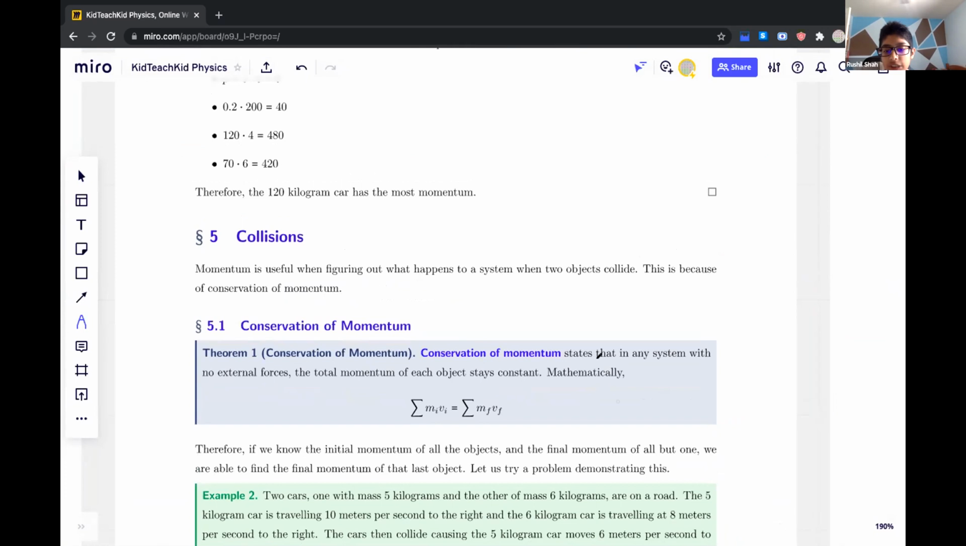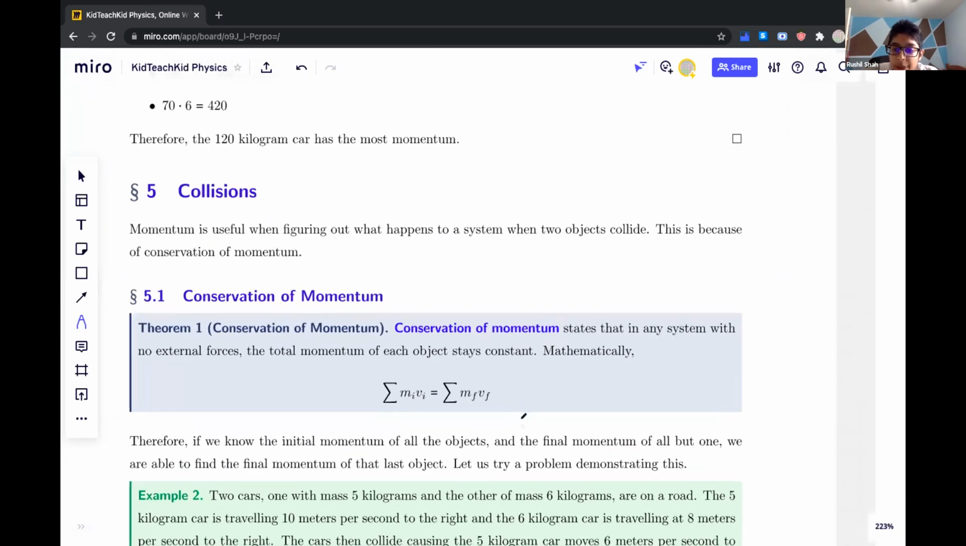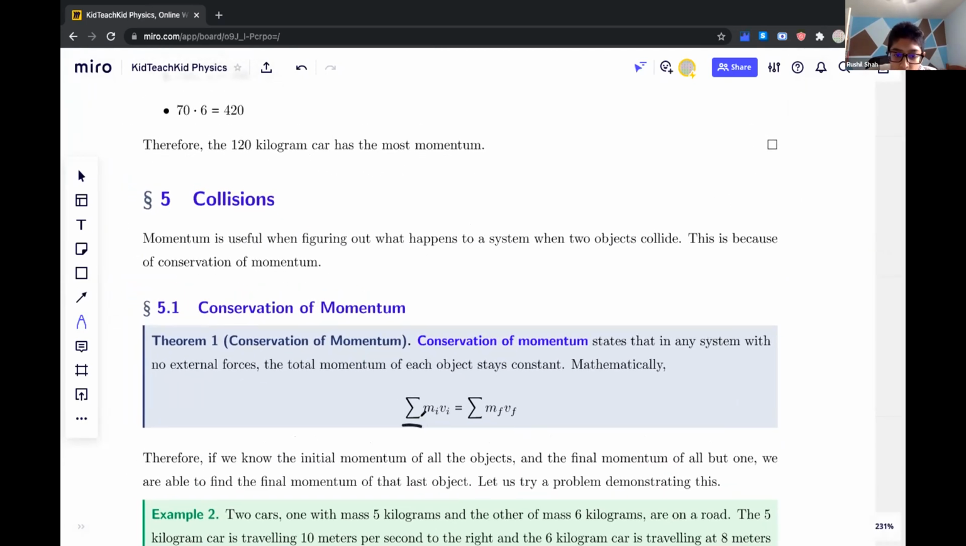And what this theorem says is that in any system, which just means a group of objects where there are no external forces, and external forces just means when no other forces are acting on the objects, then the total momentum of all the objects combined stays constant. And we can write this mathematically as a sum of all of the momentums for each object at the beginning is equal to the sum of all the momentum of the objects at the end. So when anything happens, the sum of the momentums of all the objects will stay the same.